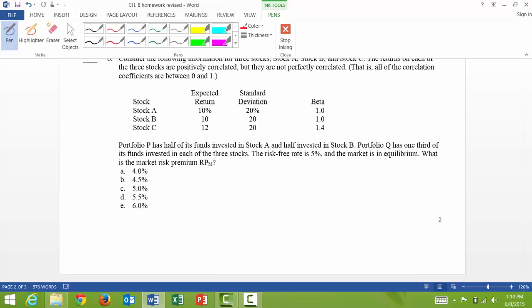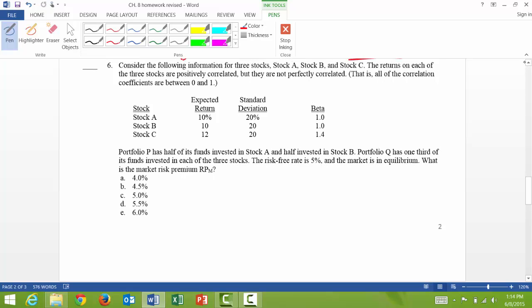Okay, so here's some information, a lot of information. Consider the following information for three stocks, A, B, and C. The returns are positively correlated, but they're not perfectly correlated. That means the correlation coefficients are between 0 and 1. And then you're given the expected returns, expected standard deviations, and the betas.